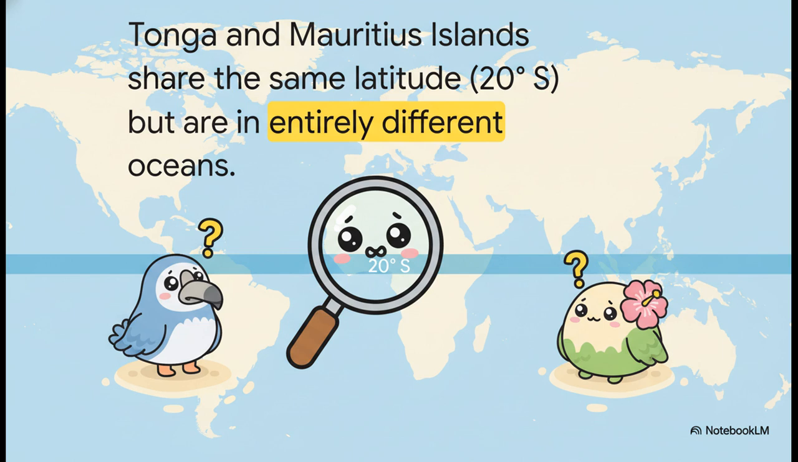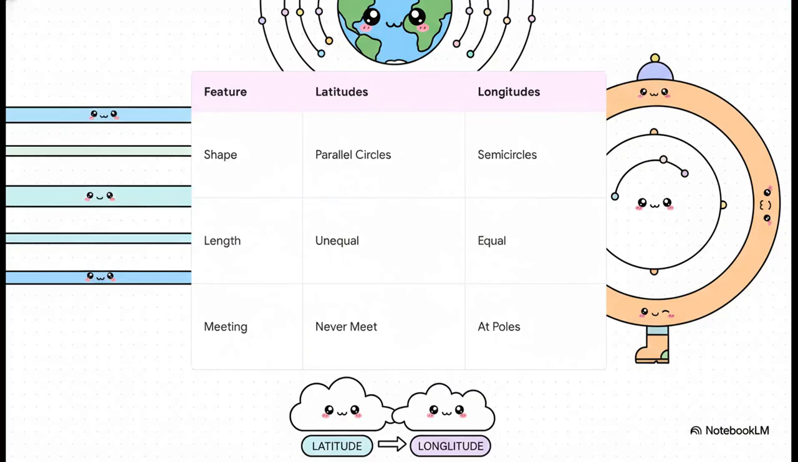So if I just told you go to 20 degrees south, you'd have no clue where to go. We're clearly missing a piece of the puzzle. The lines we use for east and west are called meridians of longitude, and they're totally different from latitude lines. Remember how latitudes were parallel circles? Well, longitudes are semicircles. They all run from the North Pole straight down to the South Pole.